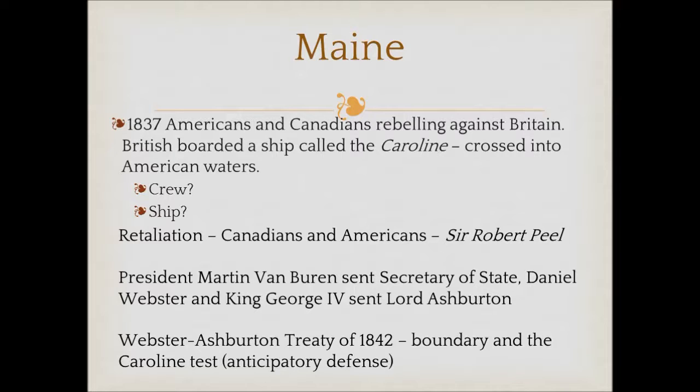And in 1837, it's all going to come to a head when an American ship named the Caroline was boarded by a British group in American waters. And so the British, for whatever reason, nobody really knows why this came to be, decided to board the ship, the Caroline, and remove the entire crew.